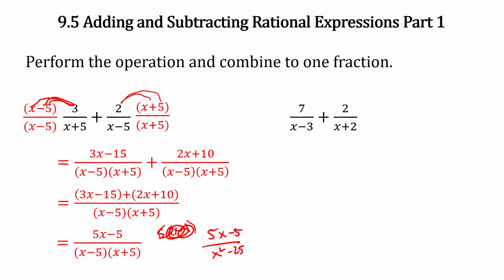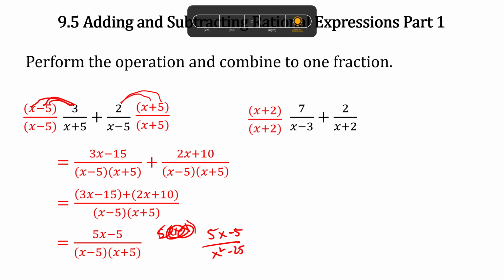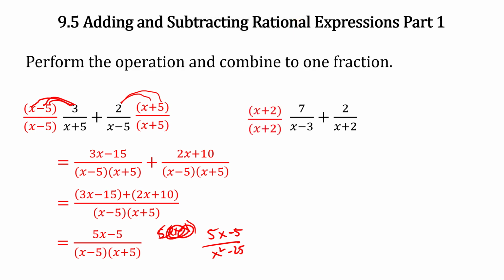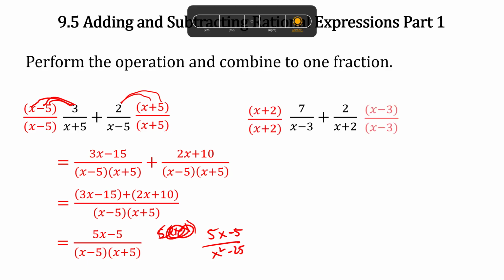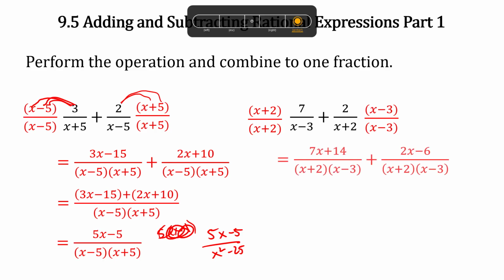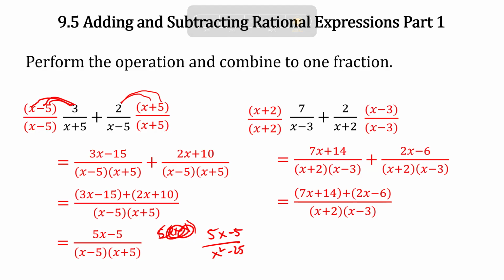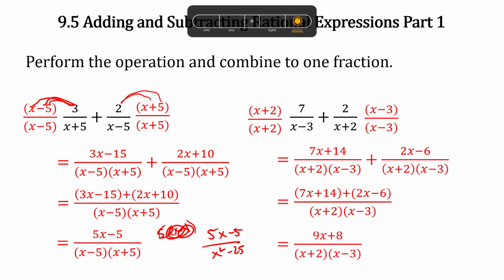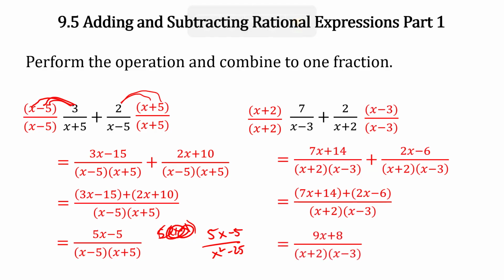Okay. Multiply the left by x plus 2 over x plus 2. Multiply the right by x minus 3 over x minus 3. So we're going to get 7x plus 14 and 2x minus 6. Combine like terms, we should have 9x plus 8 over x plus 2 times x minus 3. And there's no more you can do from there.